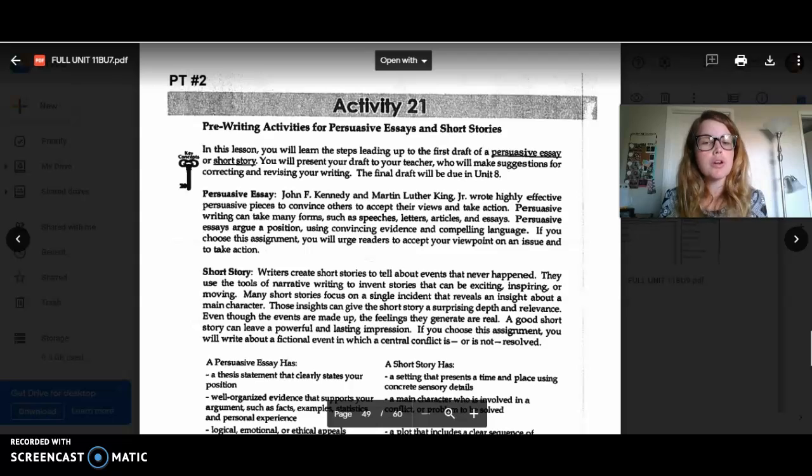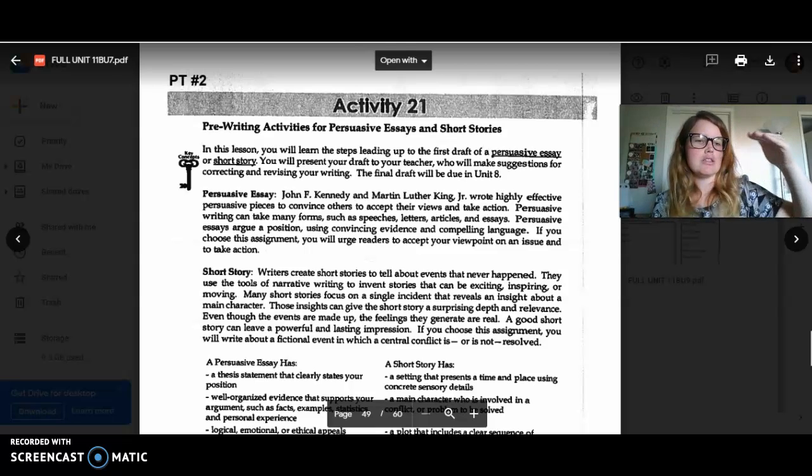A short story, on the other hand, needs to have those tools of narrative writing, like literary devices and things like that. They have to have characters, the plot, and you have to have all of those pieces of that little roller coaster or mountain or however you learned about it. The exposition, rising action, climax, falling action, denouement, or resolution, right?